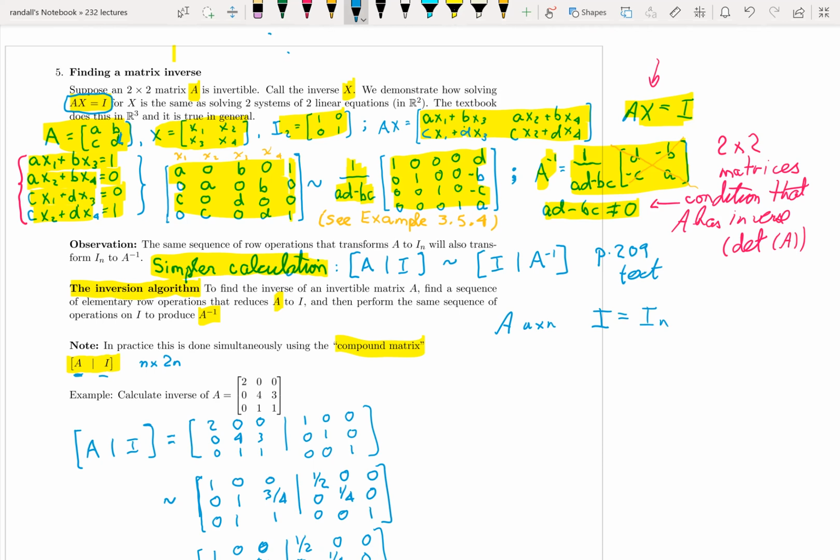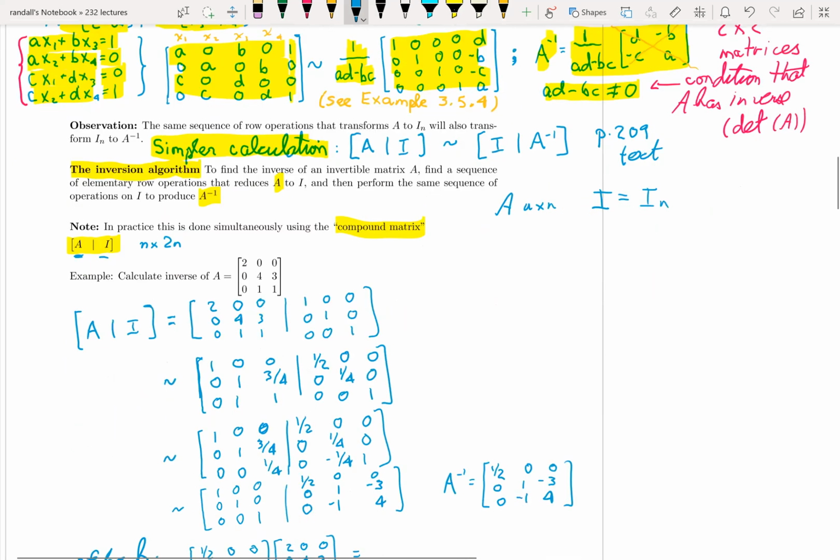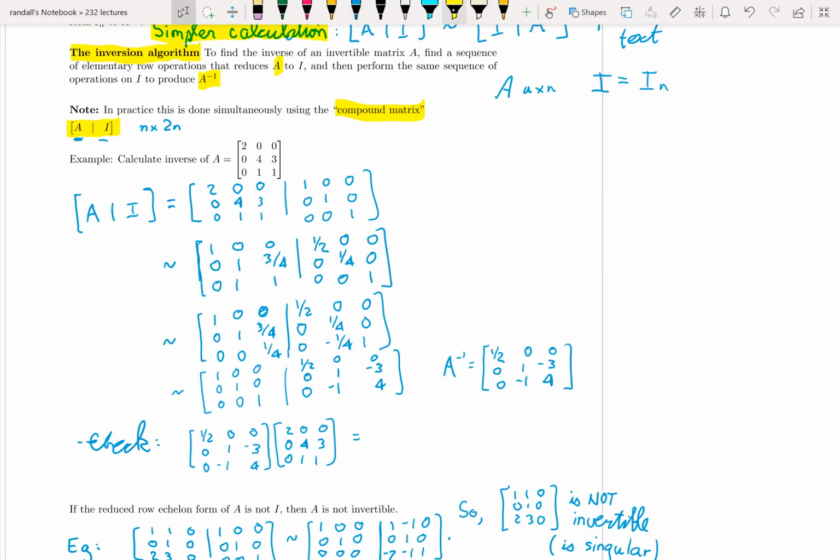So let's just practice doing that row reduction. Once again, this important idea of finding inverses boils down to row reduction, like many things do in linear algebra. So here we go. This is what we mean by this compound matrix. This is our A. It's a 3 by 3 matrix now. So I plug in A on the left, and I plug in the 3 by 3 identity on the right.